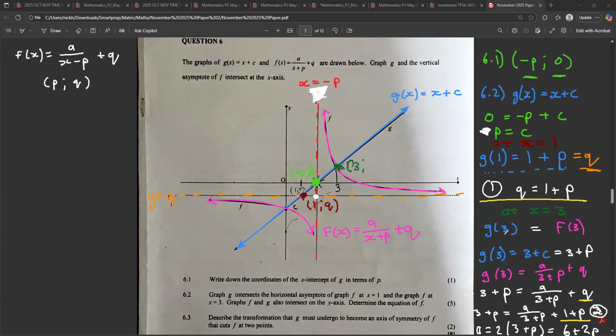Now, when this video renders, it may cut some stuff off. So for that second equation, I'm just going to repeat it up here: a is equal to 6 plus 2p. So I've got equation 2 there and equation 1. Equation 1, q is equal to 1 plus p, but that's not so important because I've already used equation 1.